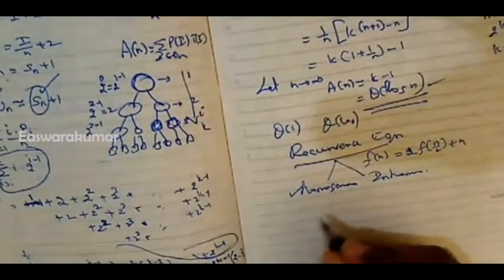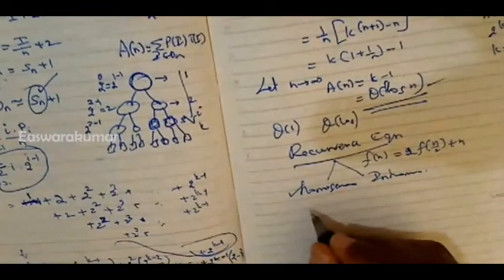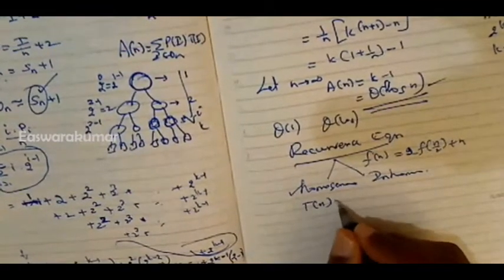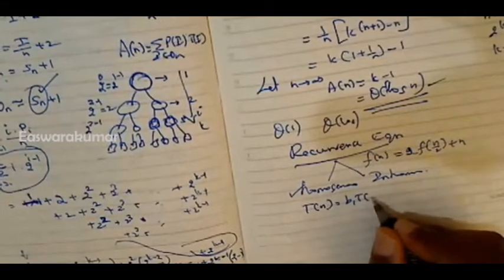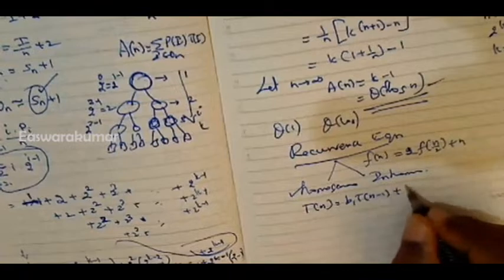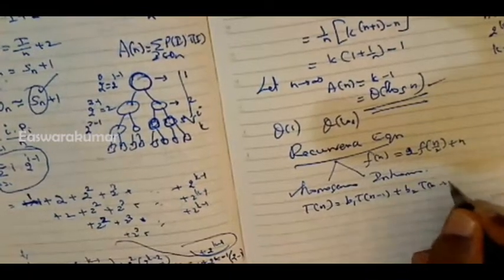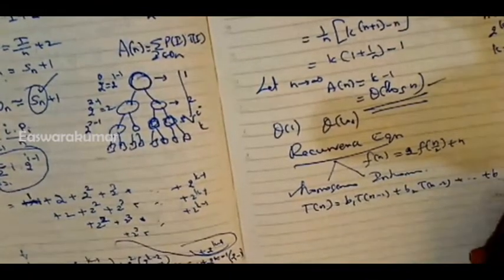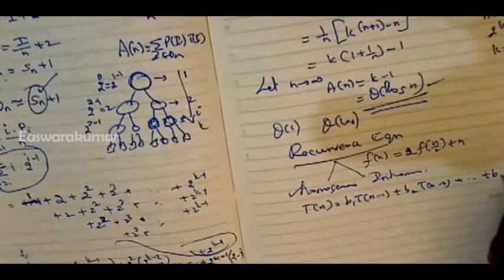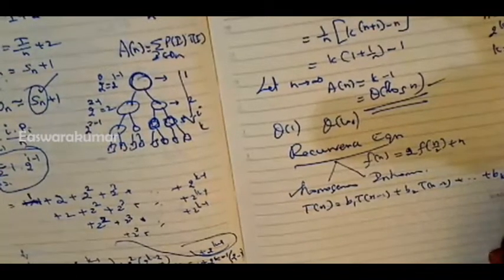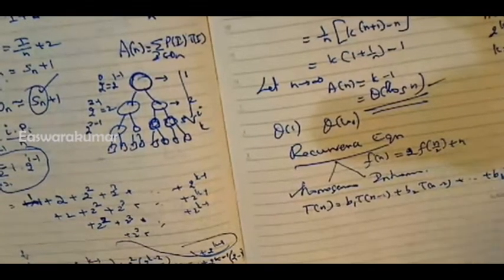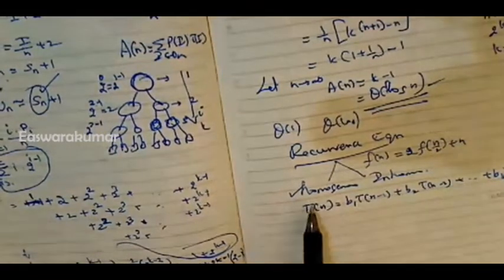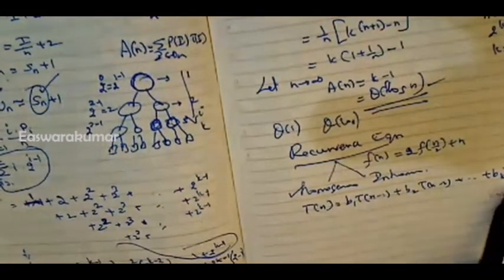A homogeneous recurrence equation can be described in general as T of n is equal to B1 T of n minus 1 plus B2 T of n minus 2 plus etc. plus BK T of n minus K, like that. So why do we call this a homogeneous recurrence equation?